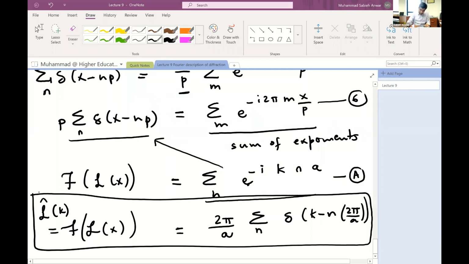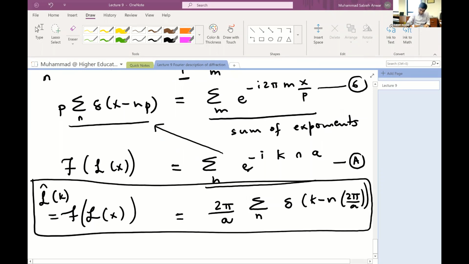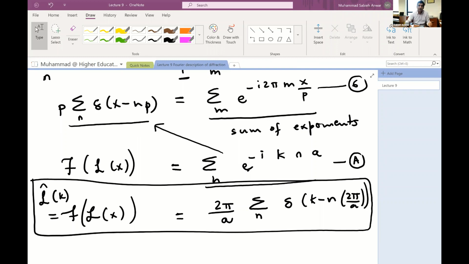Now I give you two or 3 minutes just to derive this. So look at equation number A. I would like to express the sum of exponents as a sum of Dirac delta functions. And the way I do that is I use equation number 6 to perform this transformation. So can you use 6 to derive this equation number 7? So just on your own, please, I give you 2 minutes just to see if all of this is making sense.